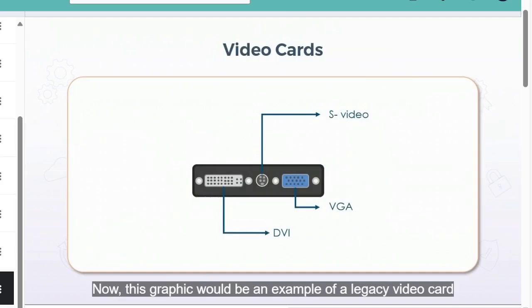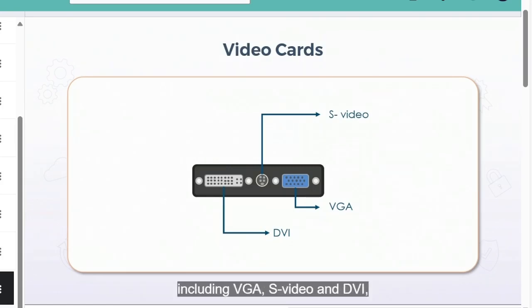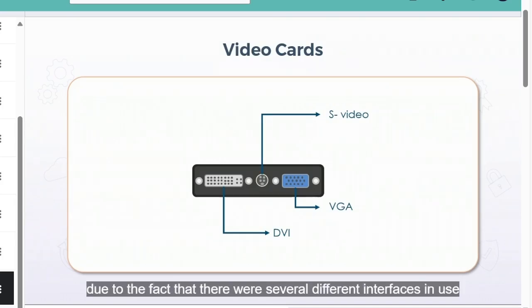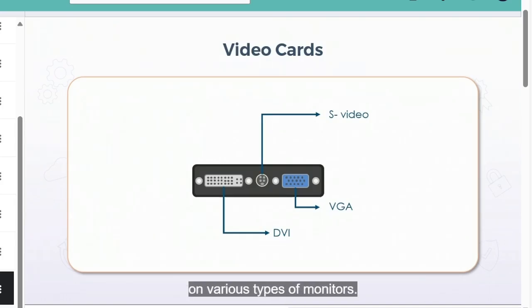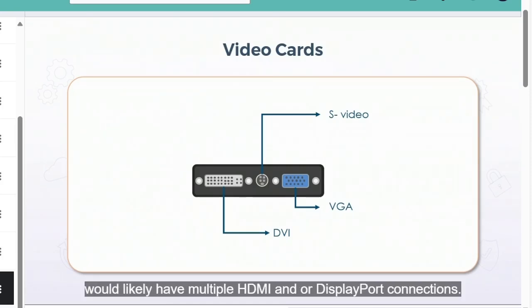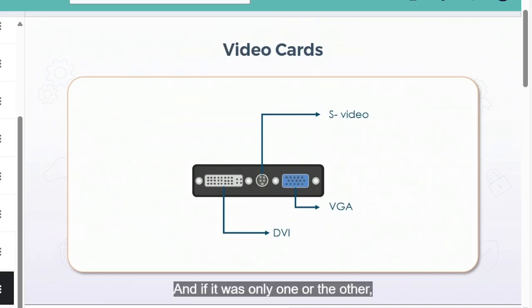Now, this graphic would be an example of a legacy video card that would only require a single space in the back of your case, but many models at the time did have multiple output types, including VGA, S-Video, and DVI, due to the fact that there were several different interfaces in use on various types of monitors. Now, multiple port types might still be the case, but the more modern versions of video cards would likely have multiple HDMI and/or DisplayPort connections, and if it was only one or the other, there would still likely be up to 4 connectors to support multiple displays.